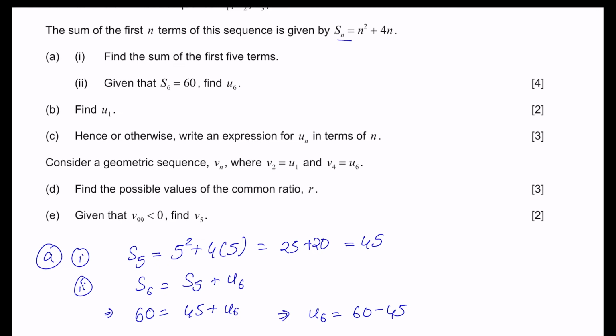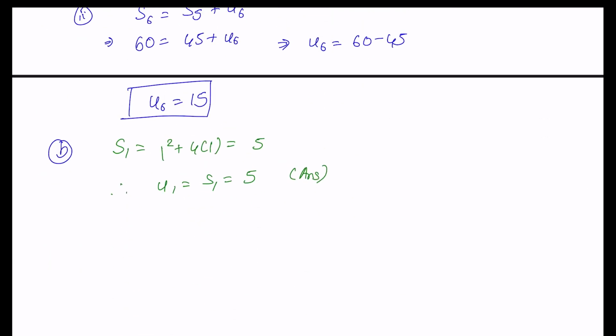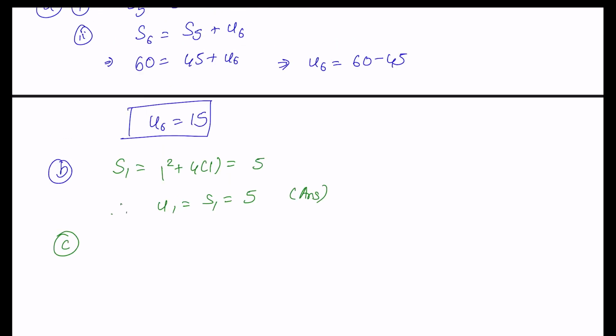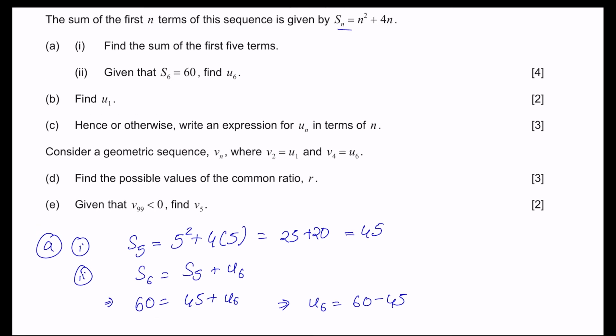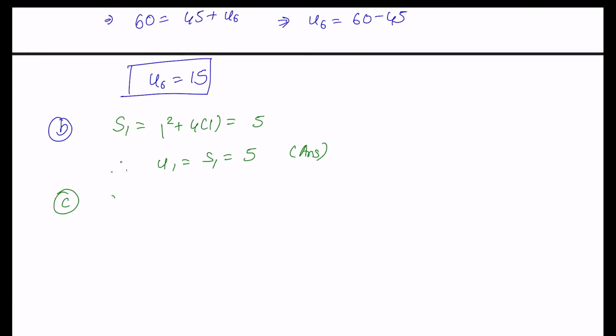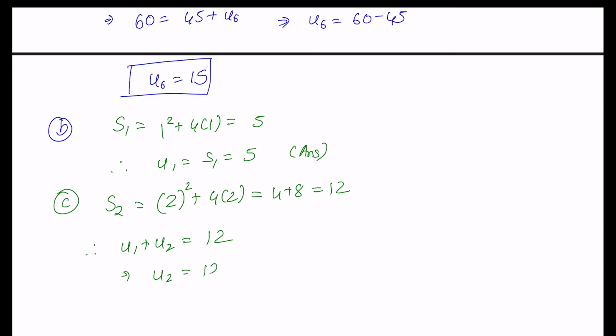Now part C, we have to find an expression for un in terms of n. I know that the first term of this AP series is 5. I have to find the common difference of the AP series. So let's find u2. We have to find S2 only. S2 will be 2 squared plus 4 times 2, which is 4 plus 8, which is 12. Therefore, S2 is u1 plus u2, so u2 would be 12 minus 5, which is 7.